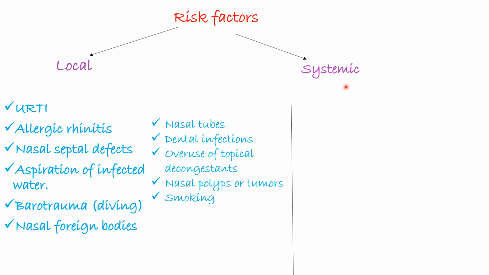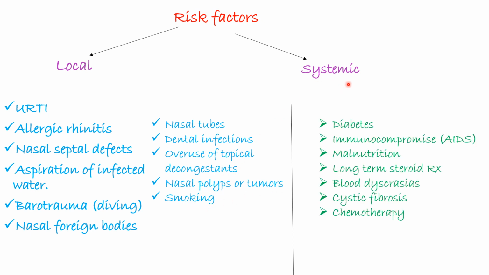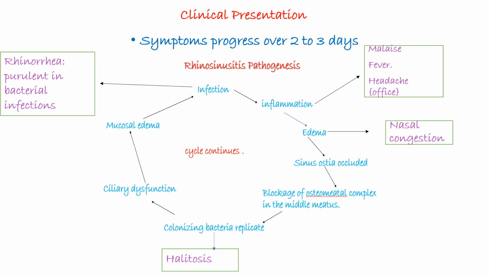So in systemic, this is usually things to do with the immunity mostly. So we have diabetes, we have immunocompromisation such as AIDS, malnutrition, long use of steroid treatment, blood dyscrasias, cystic fibrosis, and chemotherapy. So clinical presentation: signs and symptoms usually progress over 2 to 3 days after the infection.